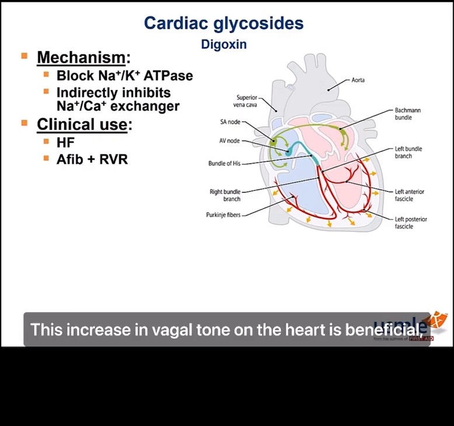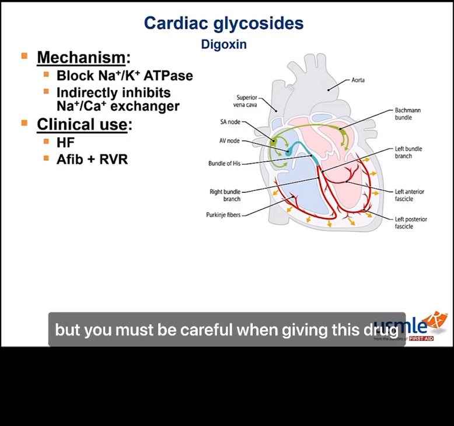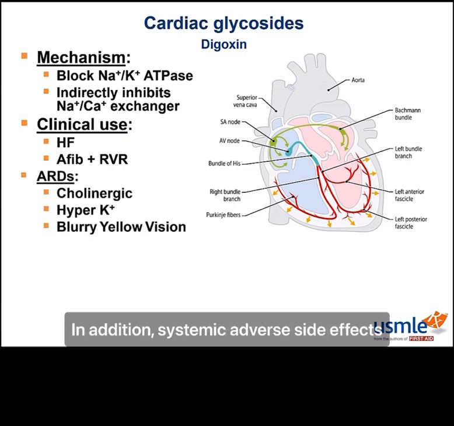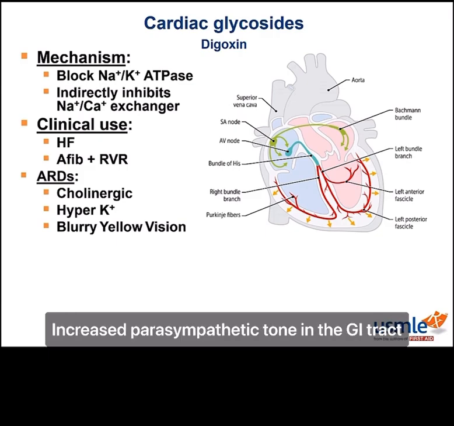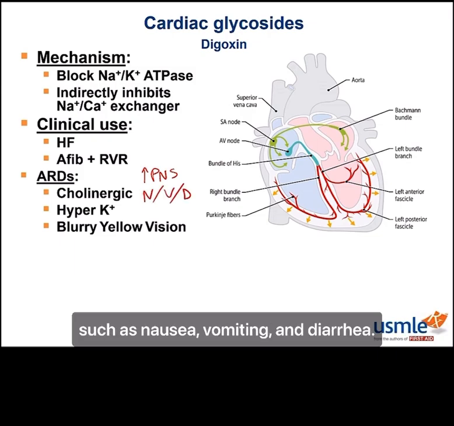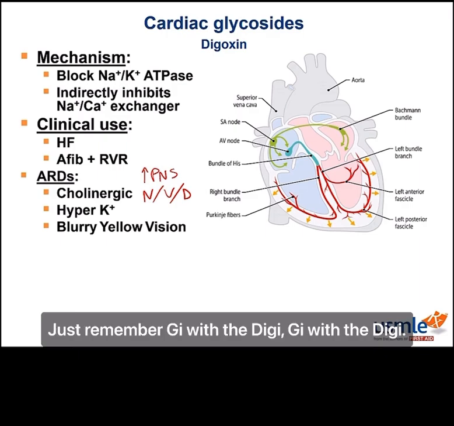This increase in vagal tone on the heart is beneficial, but you must be careful when giving this drug because you can actually depress the AV node to the point of AV block. In addition, systemic adverse side effects of increased vagal tone can be terrible. Increased parasympathetic tone in the GI tract can lead to some common cholinergic digoxin side effects, such as nausea, vomiting, and diarrhea. Just remember, GI with the digi.